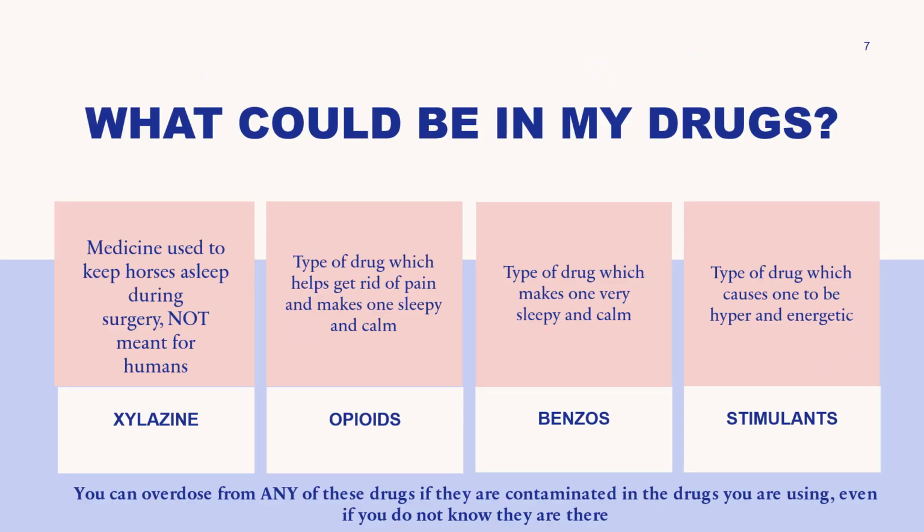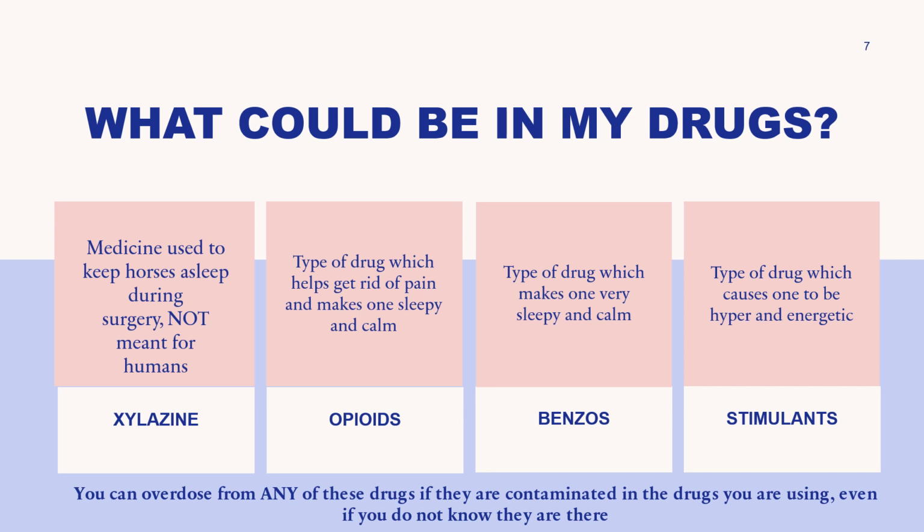So going into specifically that top category of drugs, so these are really common contaminants that could be in any street drugs, potentially. So xylazine is a type of medicine used to keep horses asleep during surgery. It is not meant for human use, and it can be very dangerous for humans. Opioids are a type of drug which helps get rid of pain and tends to make people very kind of calm and sleepy. Benzos are another type of drug which makes people very calm and relaxed.